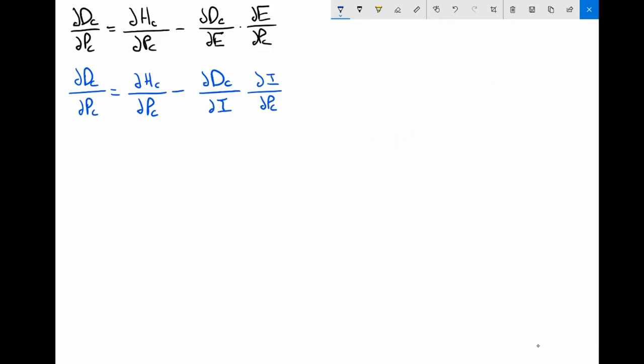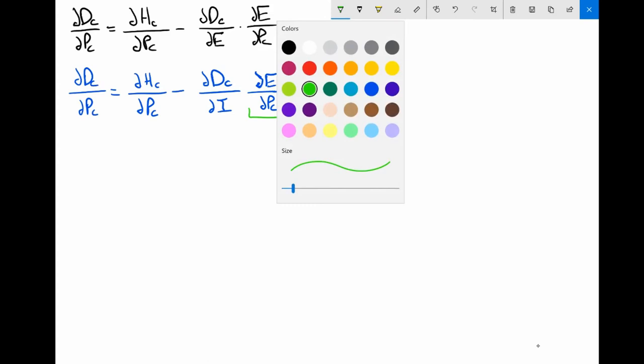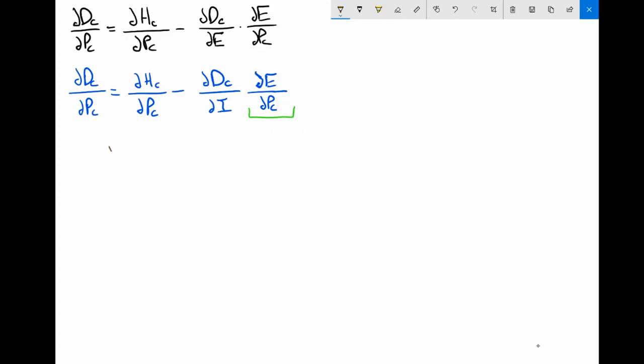Now we're going to simplify this further. I'm going to leave this as an E for now, and I'm going to get rid of this term in just a minute. The next thing I'm going to do is simplify this term and show you what it means. We're going to get rid of that, and then we'll be done with this equation.